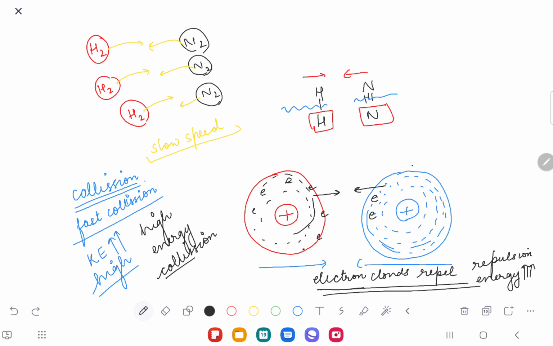The second factor should be the orientation factor. Now, what is the orientation factor? That is important. Just see. Orientation means that we have N2, N triple bond N, and we have H2, H single bond H.